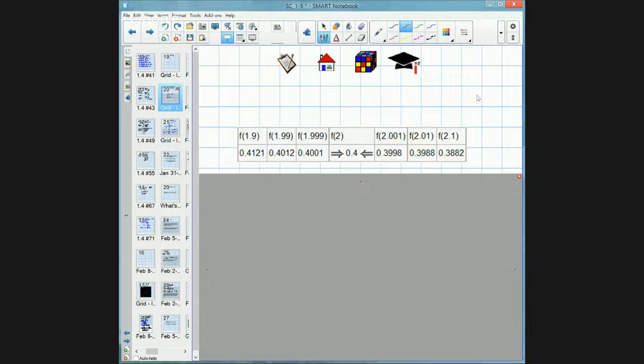What does it look like we're heading toward when we get to 2? It looks like we're heading to 0.4, doesn't it? How about on the other side when we go bigger? Do you see how those numbers are approaching 0.4 from the other side? So they're kind of squishing in. It looks like the limit from both sides appears to be 0.4. That, again, is just a rough concept of what a limit is.